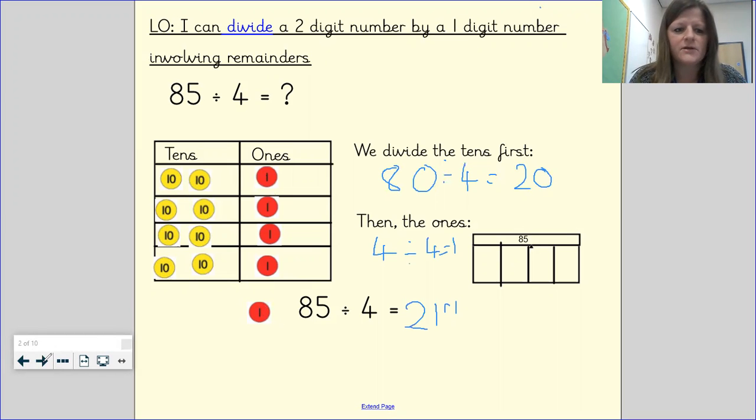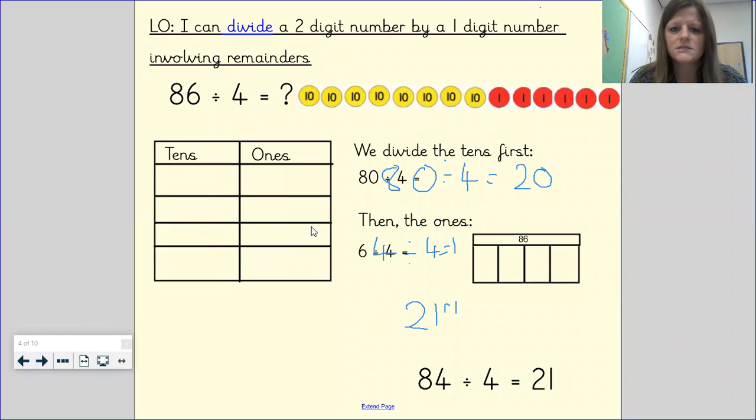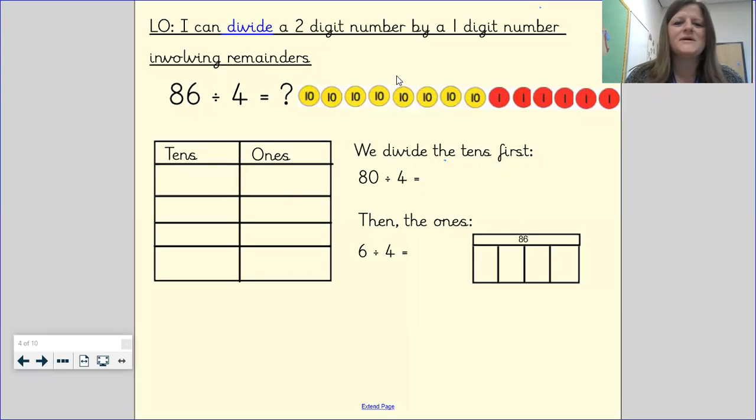Okay, let's have a look at the next one together, and then you could pause and have a go yourself. Okay, so let's have a go at this one. 86 divided by 4. Can you pause the video and have a go yourself? Or if you're still a bit unsure, then just carry on watching. We can do it together. Or pause it and then check back in.